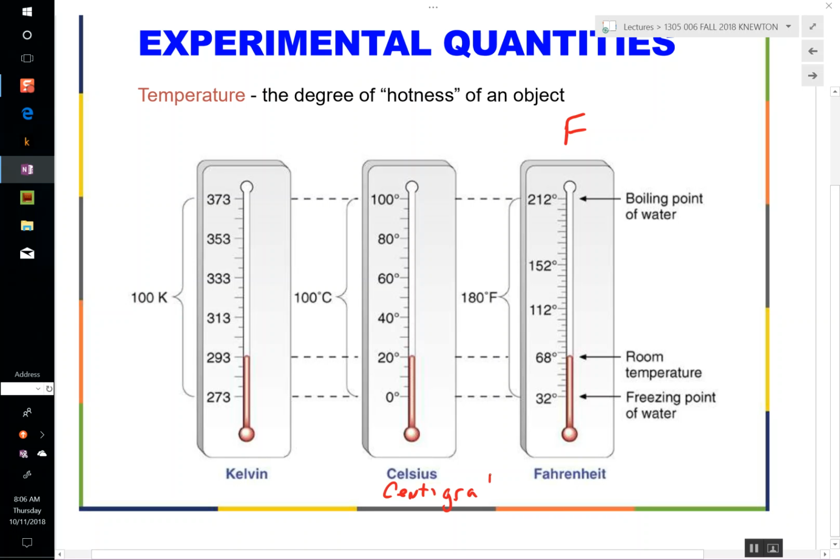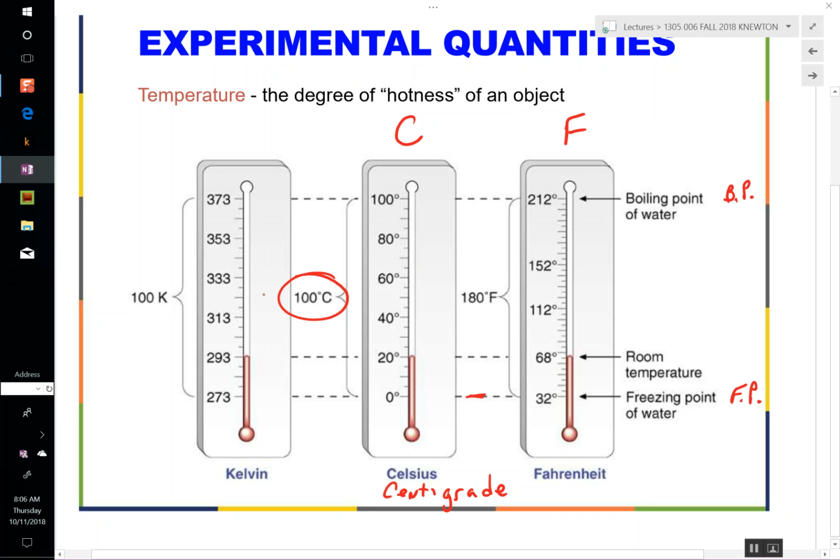And I probably use centigrade or just abbreviate it C. Again, along with the metric system, it's a power of 10 based system, 10 squared. There's 100 degrees from the freezing point of water to the boiling point of water.